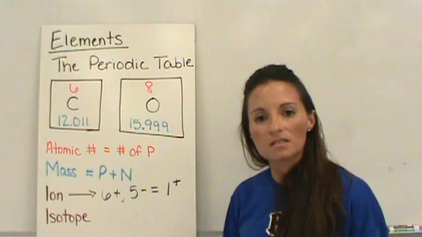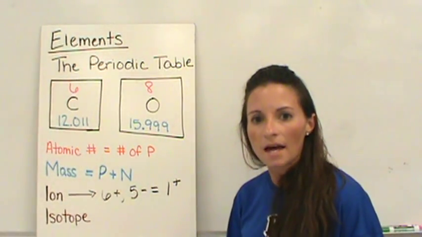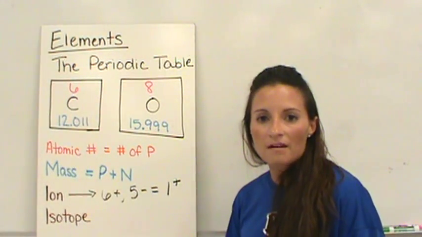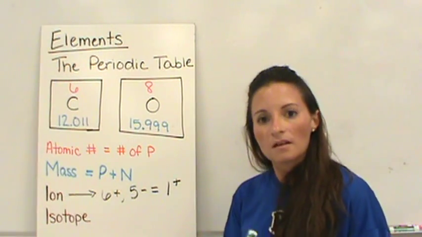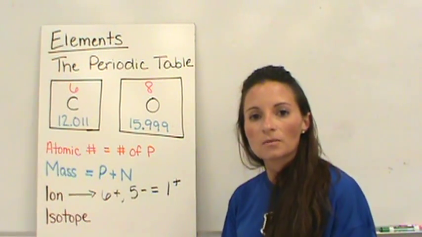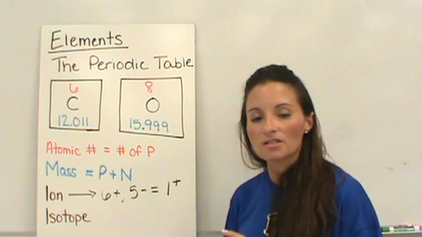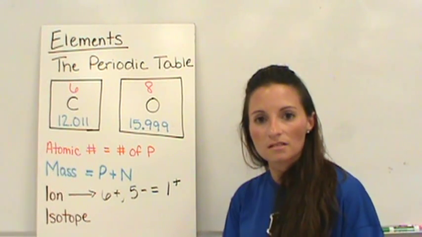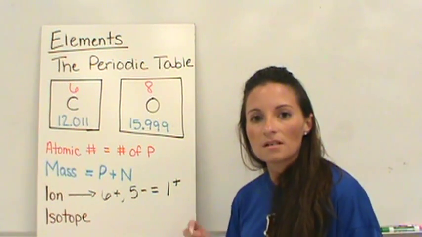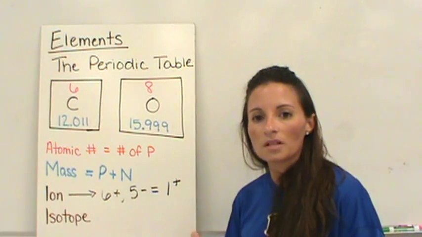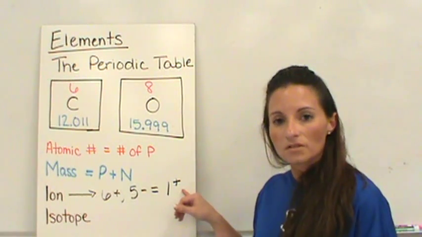So if we have a positive charge on this atom, that means we've had a loss of an electron. It's just the opposite: if we gain electrons, we're going to have a negative charge. When we gain electrons, it's a negative charge. When we lose electrons, it's a positive charge.